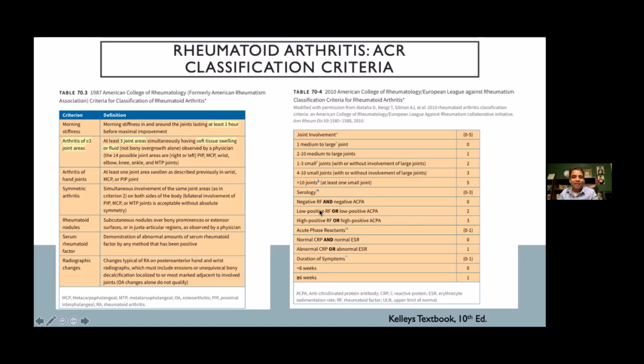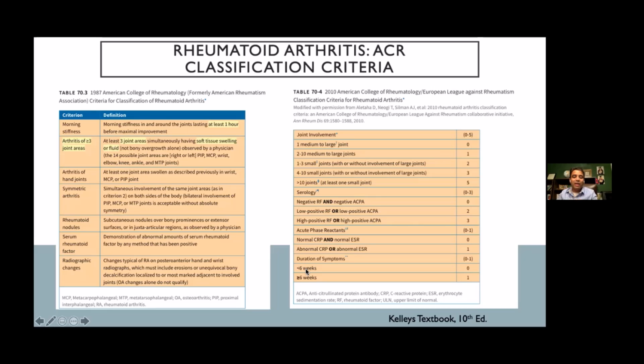That's why if you look at the right side of the table, now we use a point system. And depending on how many joints you have, whether you have serology positive or not, whether you have ESR, CRP, and even the duration, now it is coming down to less than 6 weeks. Now, they use the time of 6 weeks.